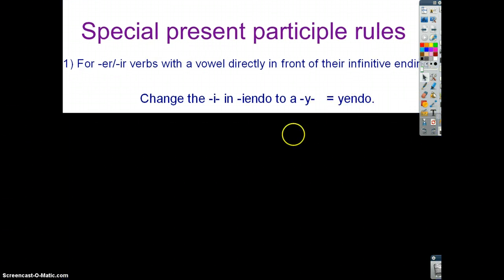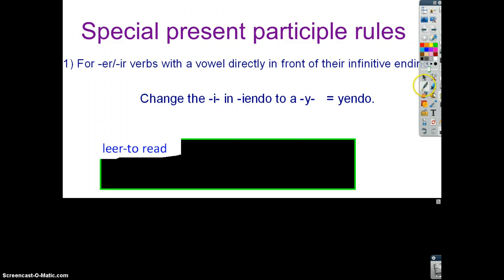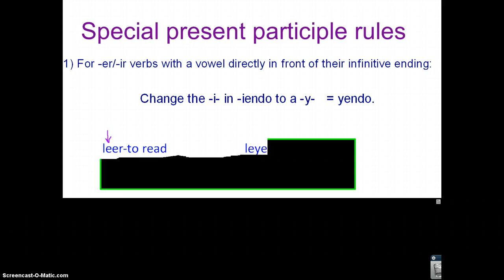All right. So I want you guys to think for a second. Can you think of or look on your yellow sheets of an ER or an IR verb that has a vowel right before the infinitive ending? What is the verb to read? It is leer. Look right there. There's the infinitive ending. There's a vowel right before it. So you would think that it would be LE, drop the ER, and then you add iendo. But that's just way too many vowels in a row. So to say reading, it would be leyendo.